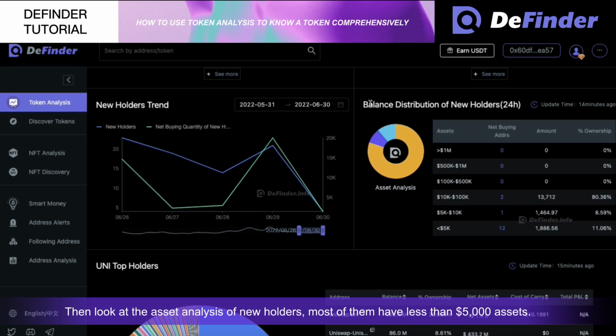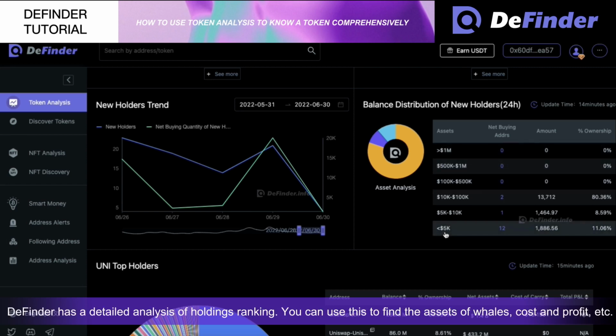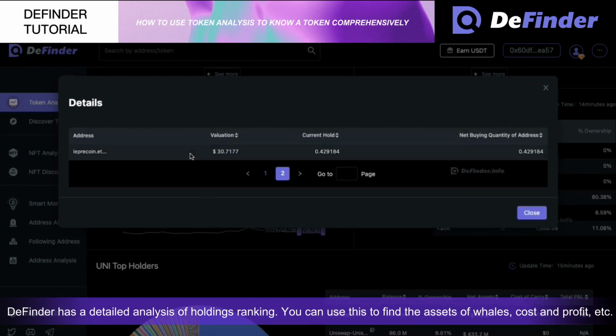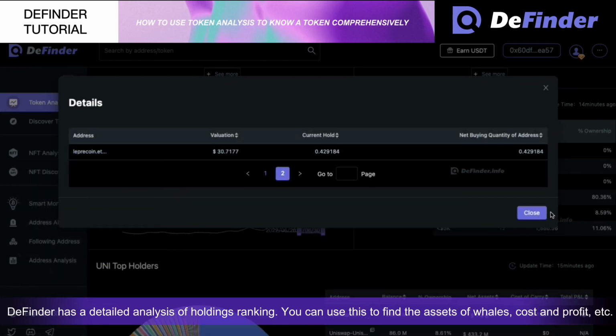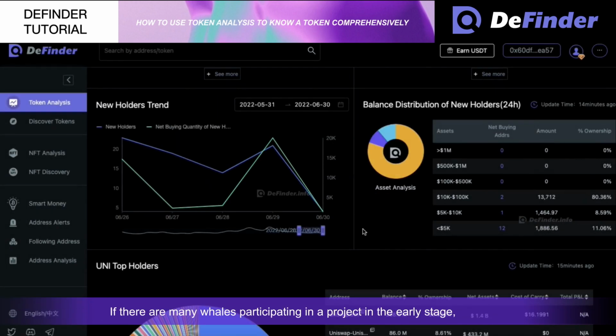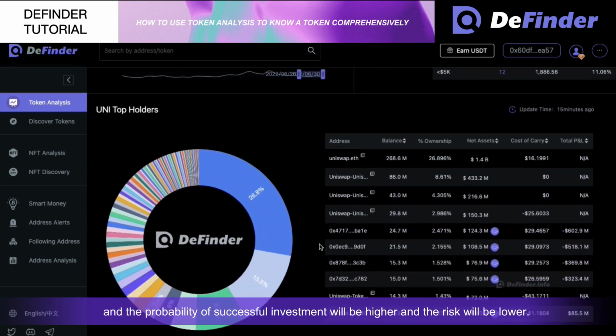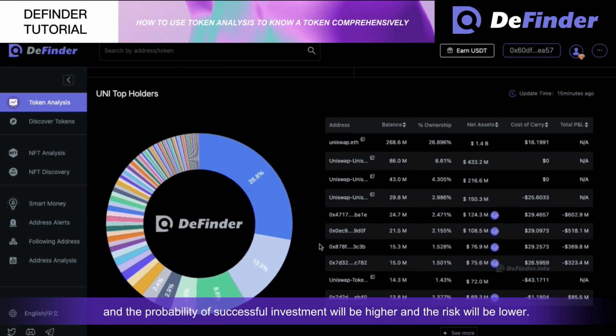Then look at the asset analysis of new holders. Most of them have less than 5,000 assets. This means the token doesn't attract too many giant whales buying now. DeFinder has a detailed analysis of holdings ranking. You can use this to find the sets of whales, cost and profit, etc. If there are many whales participating in a project in the early stage, it means that many big funds are optimistic about one project, and the probability of successful investment will be higher and the risk will be lower.